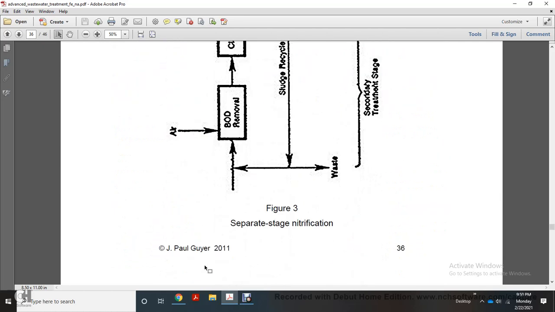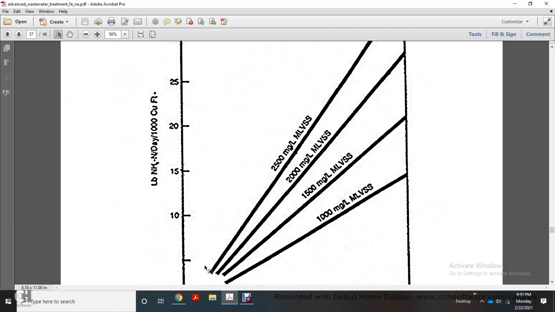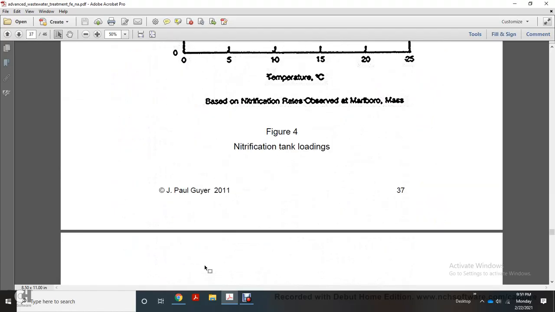And it shows a separate stage nitrification, and then it shows the nitrification tank loadings.